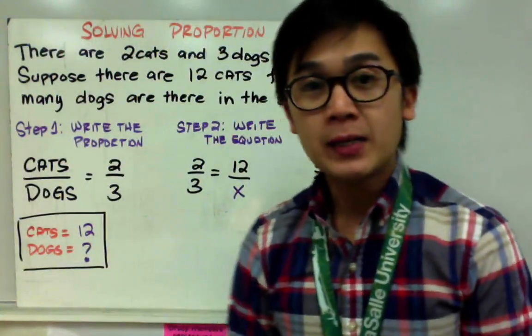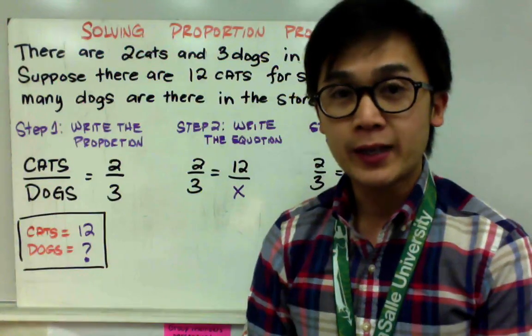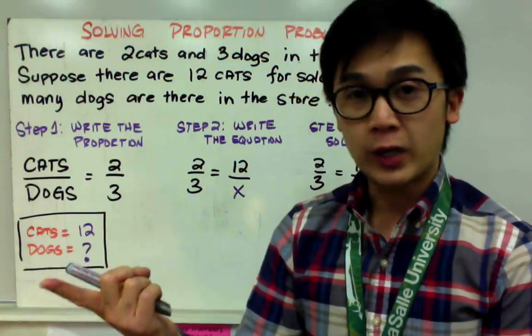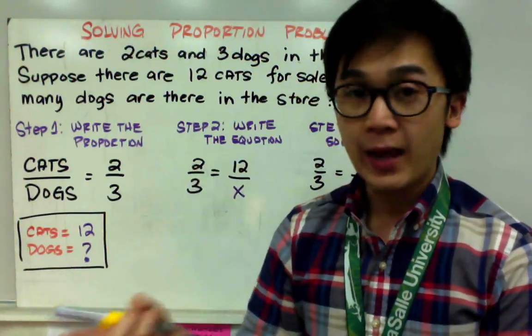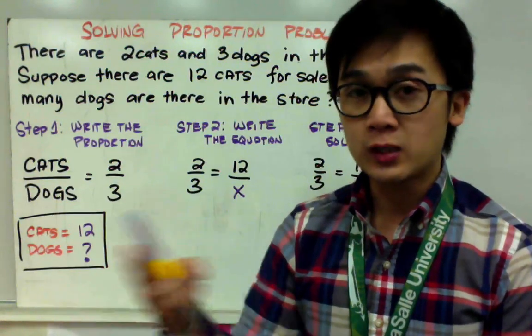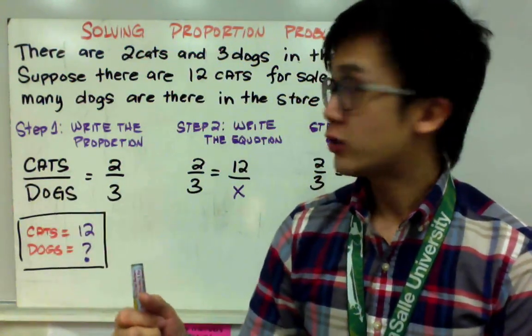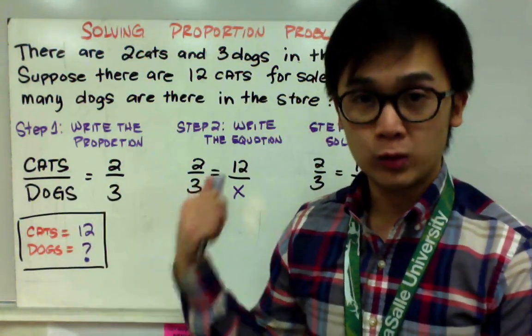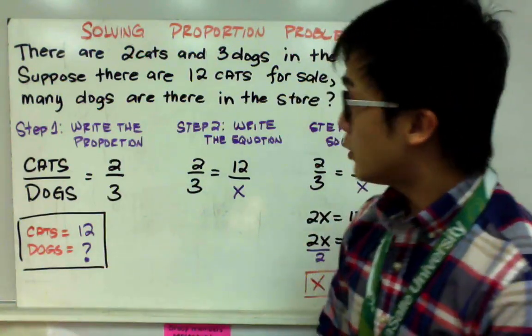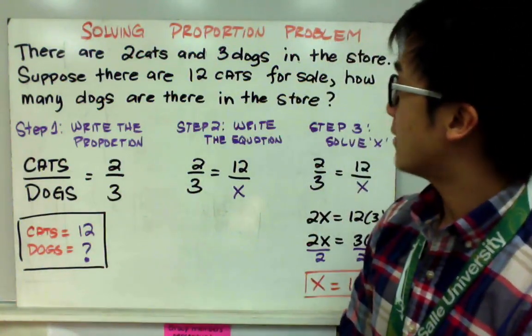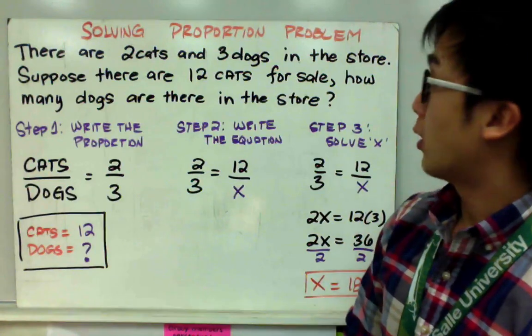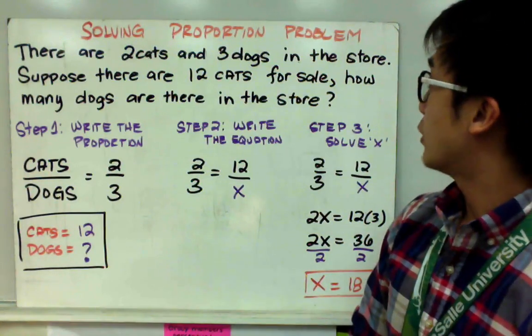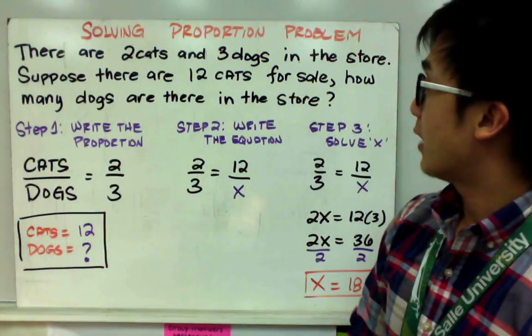Now, i-apply naman natin yung mga methods na natutunan natin na kung saan ang pagsulat ng ratio and proportion at pag-solve ng x given an equation with two fractions. So, gagamitin natin yan sa pag-solve ng word problem natin. So, in this word problem, there are 2 cats and 3 dogs in the store. Suppose there are 12 cats for sale. How many dogs are there in the store?